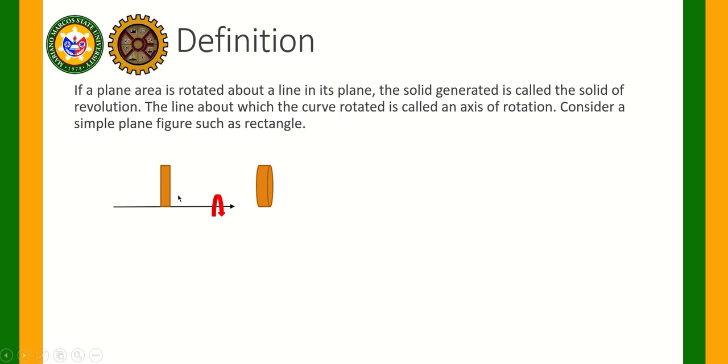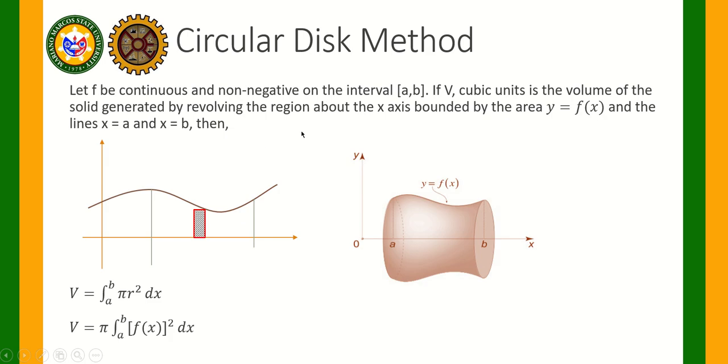So, if you rotate the rectangle about this axis, you will have a solid of revolution, which is this one. Okay? So, circular disk method: let f be continuous and non-negative on the interval [a, b]. So, this is our function. If V cubic units is the volume of the solid generated by revolving the region about the x-axis, so ito yung x-axis natin. So, this is our x-axis, which is the axis of revolution, axis of rotation, I should say.